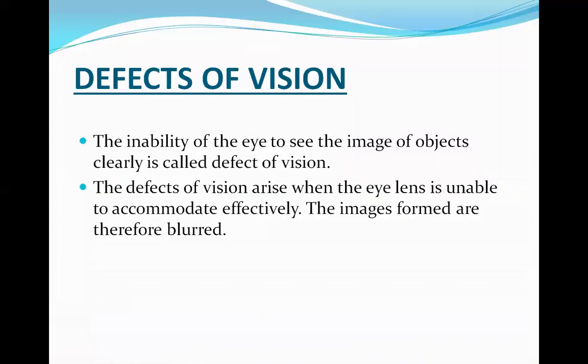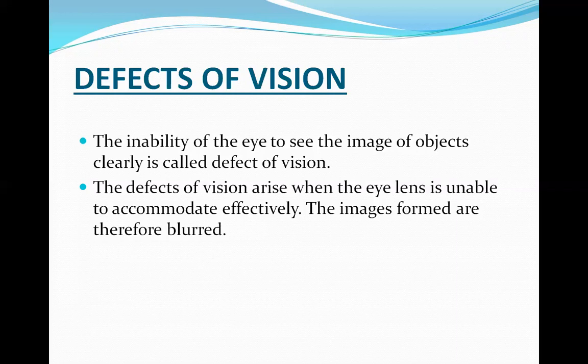The last step of today's topic is about the application of lenses in correcting the defects of vision. Now, what are the defects of vision and how can we define them? The inability of the eye to see the image of objects clearly is called defects of vision. The defects of vision arise when the eye lens is unable to accommodate effectively.